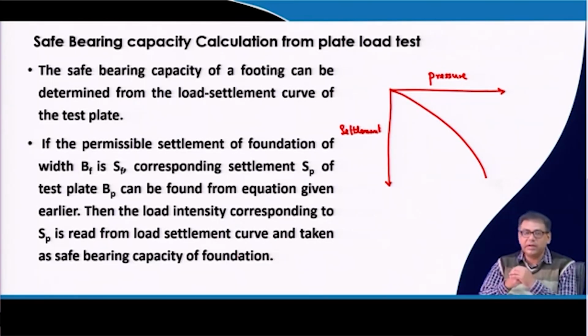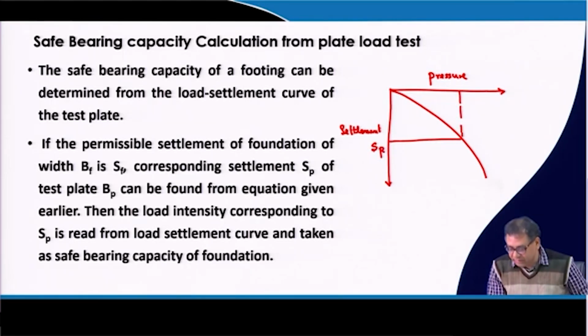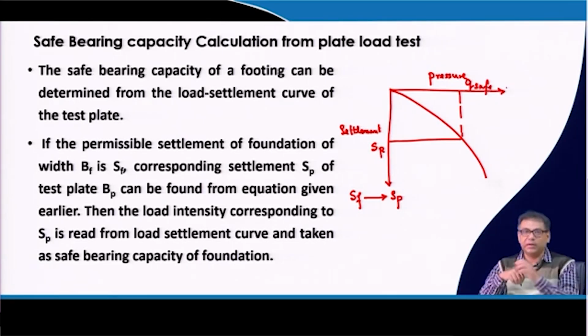As I mentioned, if the permissible settlement of the foundation is available, then you calculate the settlement of the plate by using the given equation corresponding to that permissible settlement. Now, corresponding to that settlement, you calculate the pressure. So, this is the SP, calculate the pressure. So, first from SF you get the SP. Now, that SP you use, and this gives you the Q safe.